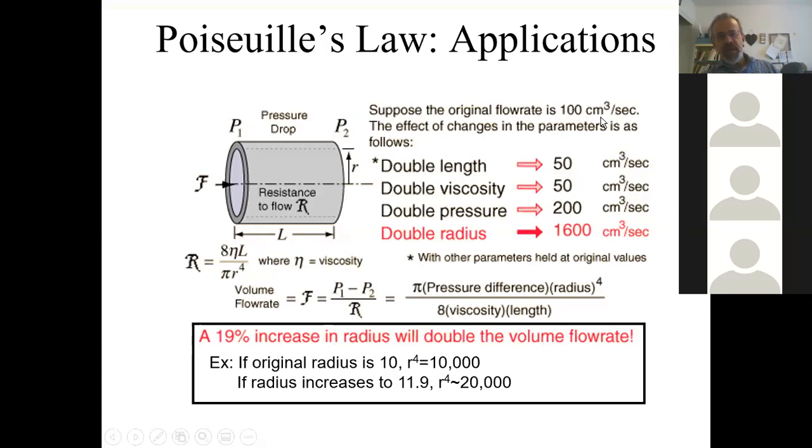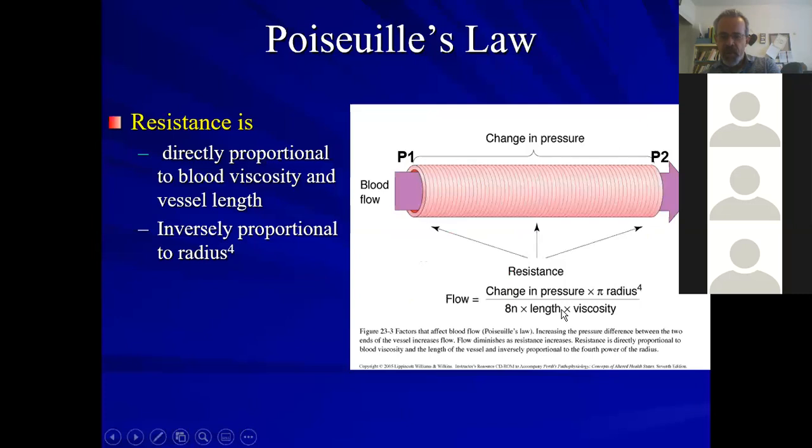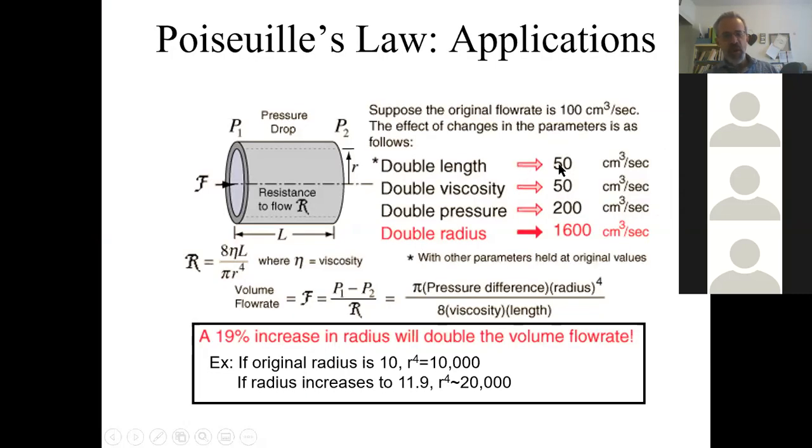Assuming the flow is 100, right? If we double the length of a vessel, because remember length is on the bottom, we're going to halve the flow rate. If we double the viscosity, because that's on the denominator, we're also going to halve the flow rate. If we double the pressure gradient, so the difference in pressure between P1 and P2, we're going to increase flow rate. We're going to double it. But look what happens when you double the radius. The flow rate increases 16-fold.